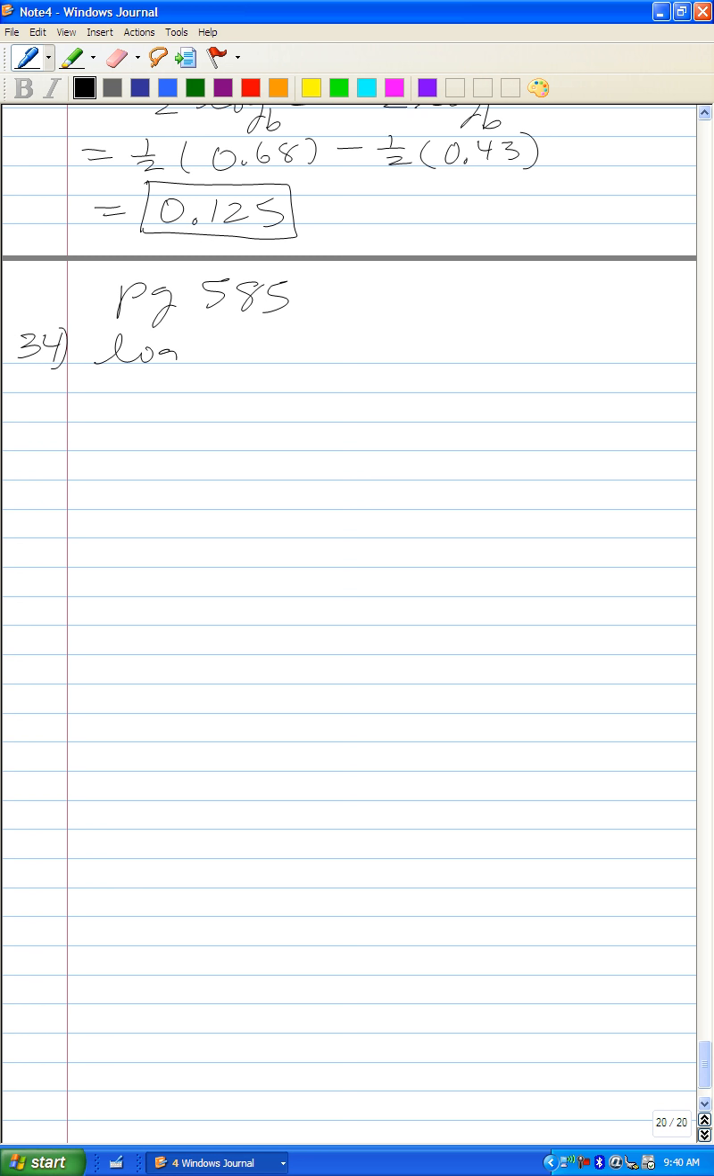Log x equals 2.1. Solve each equation for x, give the exact solution, and a 4 decimal place approximation. And so let's rewrite this logarithmic form into an exponential form. Base 10, exponent 2.1, result x. Therefore, that's what x is equal to, 10 to the power 2.1.